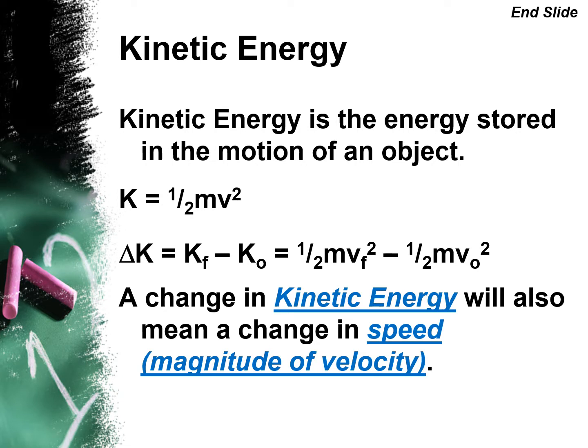A lot of times we're going to look at the magnitude of the velocity because the direction of the velocity doesn't make a difference with kinetic energy. Kinetic energy is a scalar, so we're just looking at the amount of speed or the amount of velocity as it's going through.